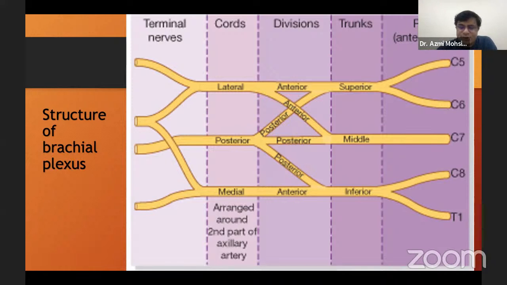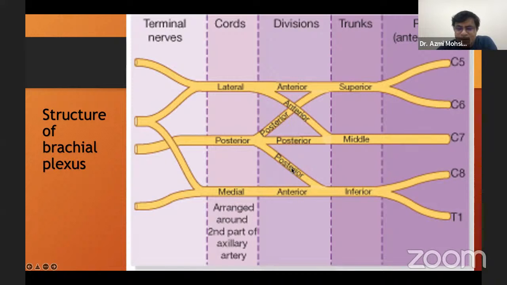Then these trunks split into divisions. All these trunks split into anterior and posterior divisions. You can see this is the anterior and posterior division of the superior trunk. This is the anterior and posterior division of the middle trunk. The inferior trunk also splits into posterior and anterior divisions, right?